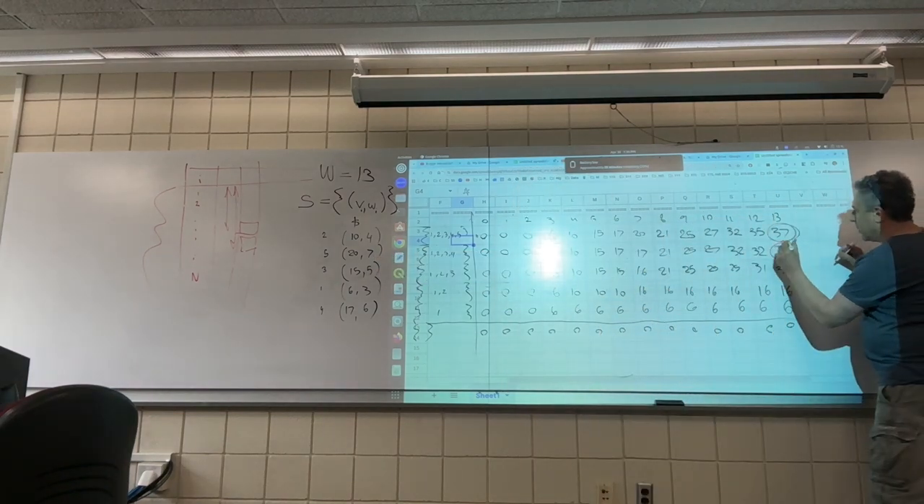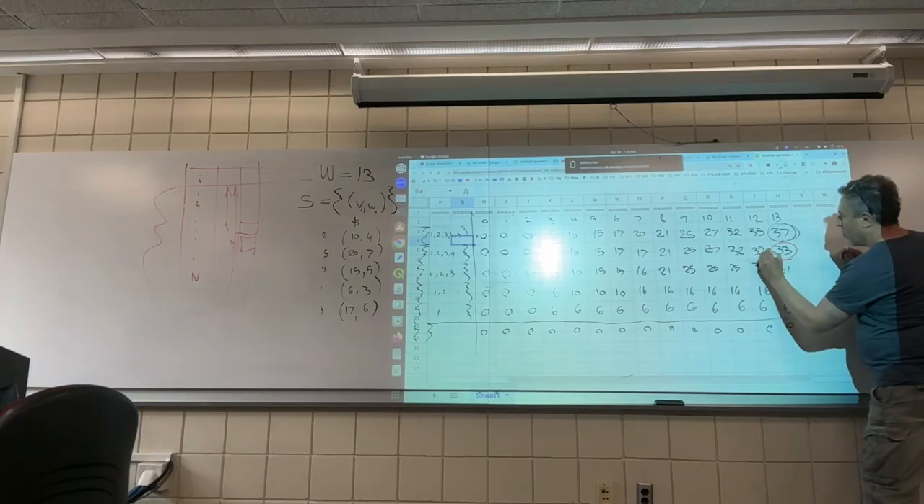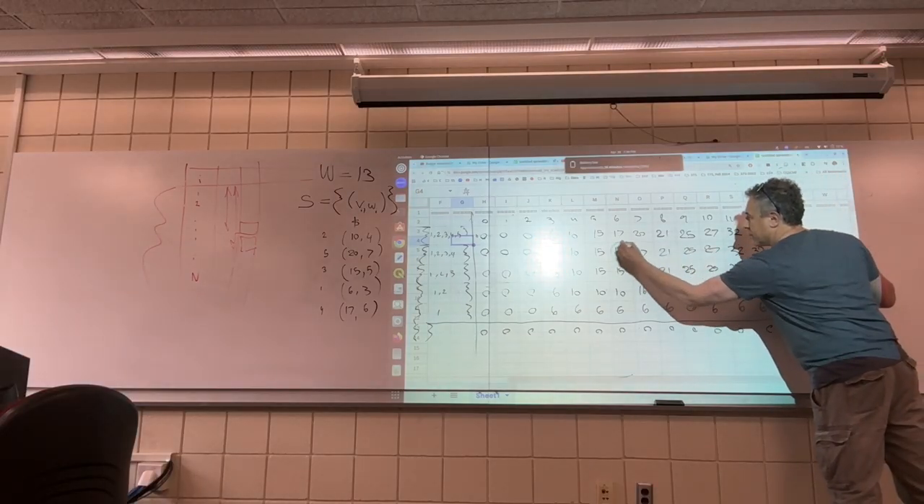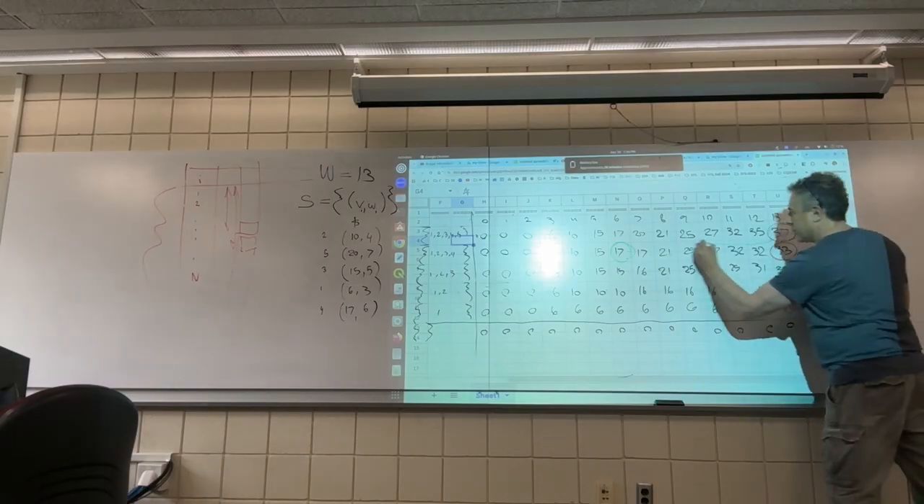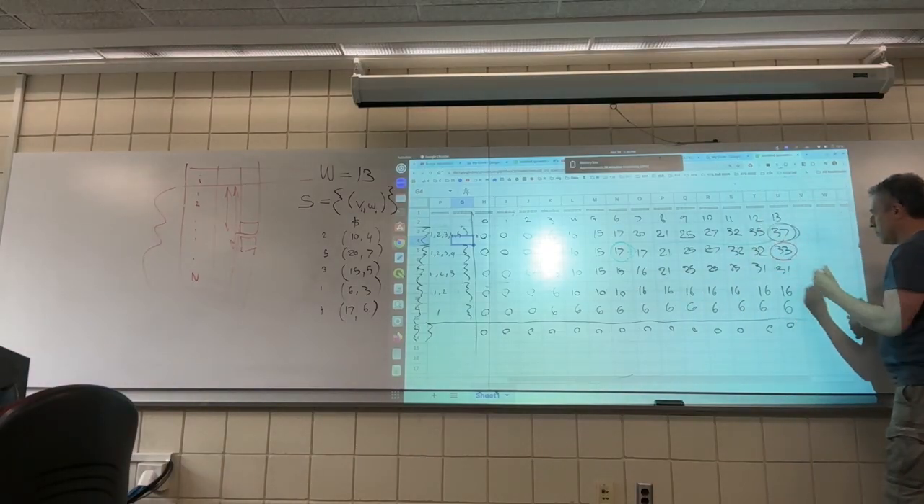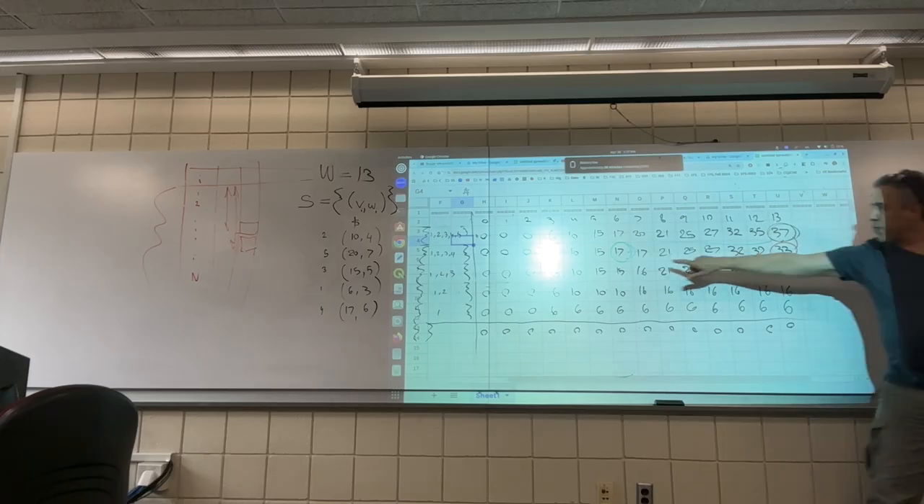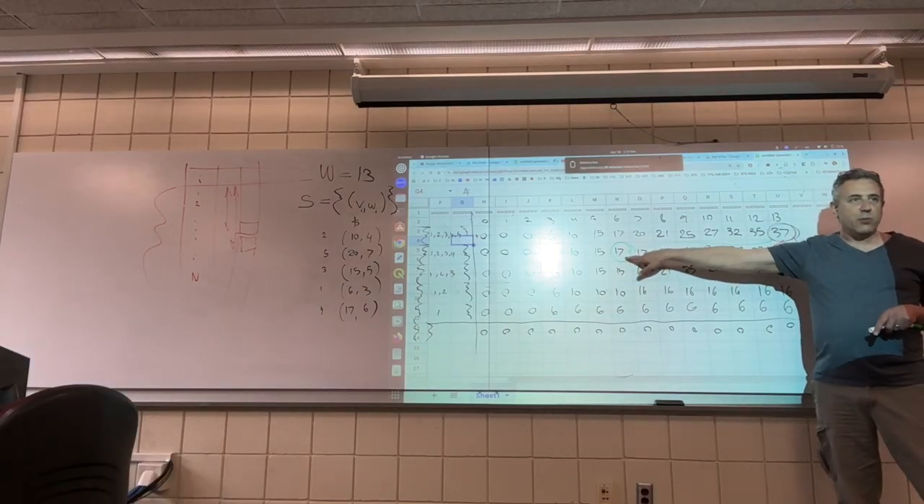So 1, 2, 3, 4, 5, 6, 7. Basically, before, and this is the top-down way of thinking, this is the recursive way of thinking. Memorize it. It is asymptotically as good as the bottom-up one. I'm saying to myself, I don't know what this number is going to be, but either it's going to be the maximum of this number or this number plus the value associated with the fifth object.